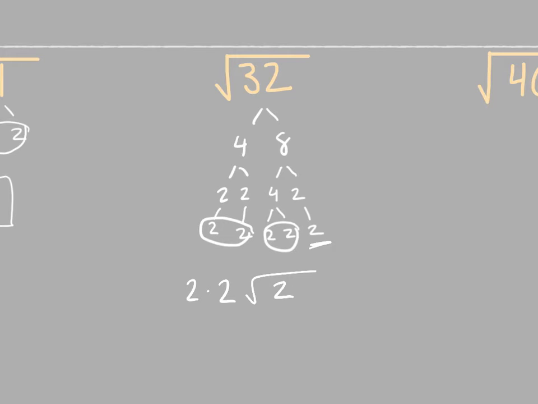And then we just multiply everything that we took out. We would multiply everything that stayed inside. So what's 2 times 2? 4. Square root 2. That's our answer. 4 square root 2.